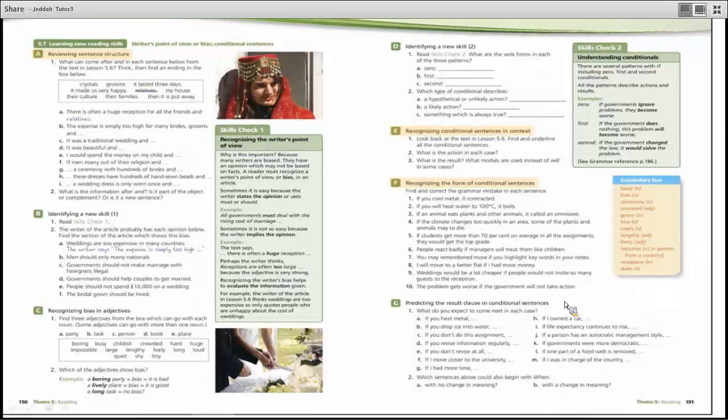Okay, let's move to the second one. And the sentence obviously is not correct. If you will heat water to 100, and then it boils. This is what? This is zero condition. This is also a fact. So what is it that you're going to do? Like I said, you never use will, or you never use a modal verb after if. So you're going to say, if you heat water to 100 degrees, it boils.